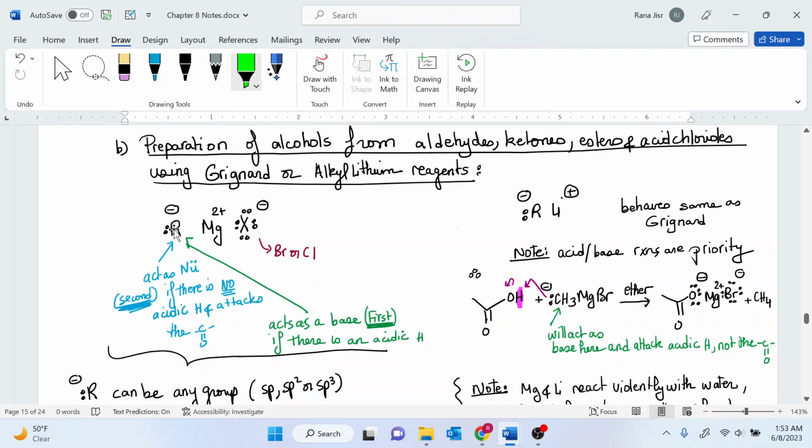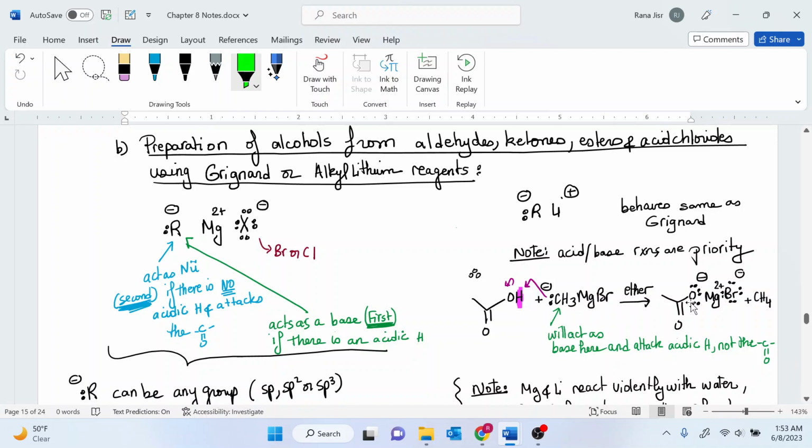And both R's in there, they act as base first if there's an acidic hydrogen. If there's no acidic hydrogen, then they act as a nucleophile and attack the electrophilic site. This is an easier representation for the Grignard. This is why we work with it. And we work with the R not coupled with the magnesium, just an R with a negative charge. Halogen can be either a bromine or chlorine.